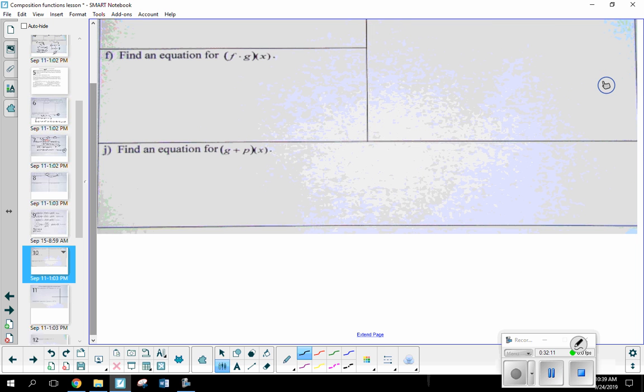Okay. J. Find an equation for g plus p of x. So what am I doing with the linear and the rational here? Just adding them up. Now, because it's a rational, that probably means I'm going to have to find a common denominator. Okay, so function g was 1 minus 2x, and I'm going to add that to p. I'm trying to remember off the top of my head, was it x plus 2 over x minus 3? Okay, thank you, Connor.